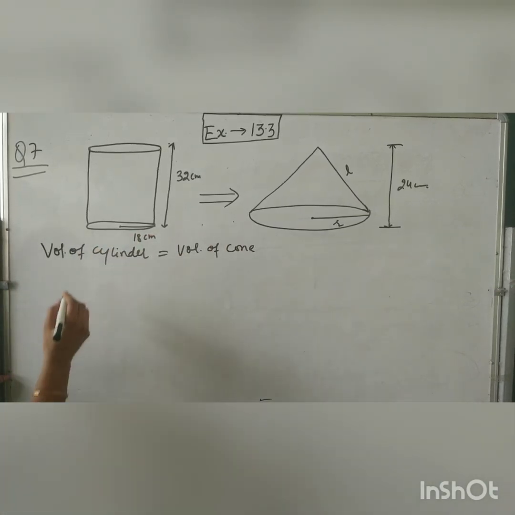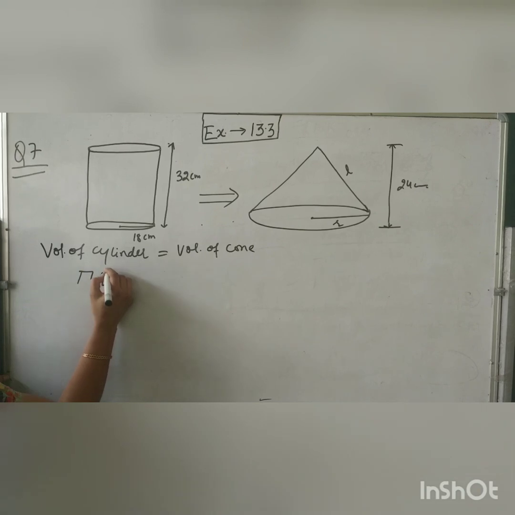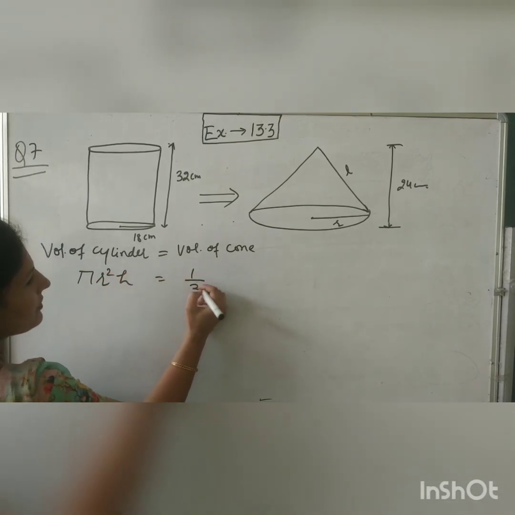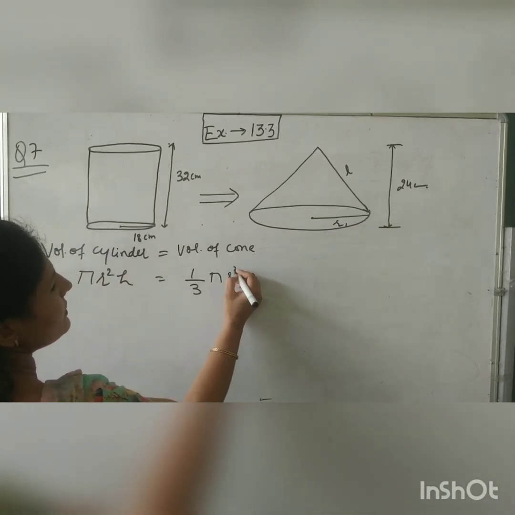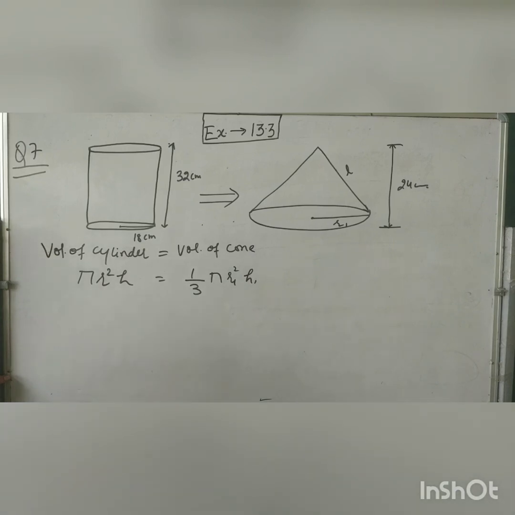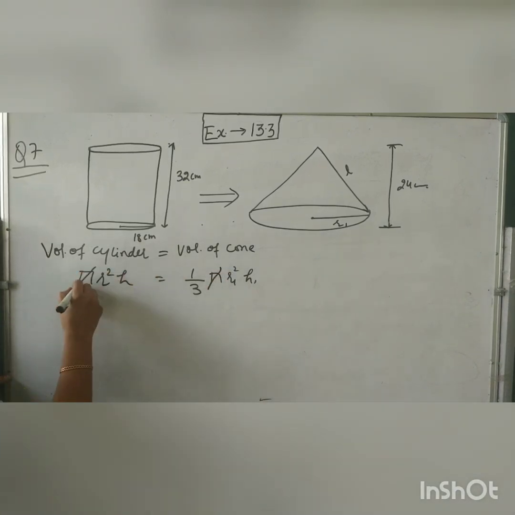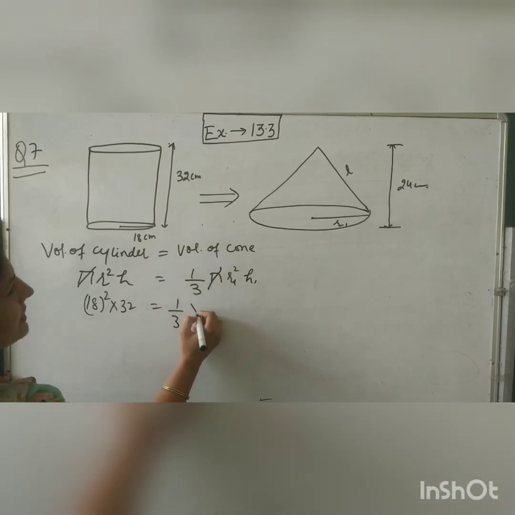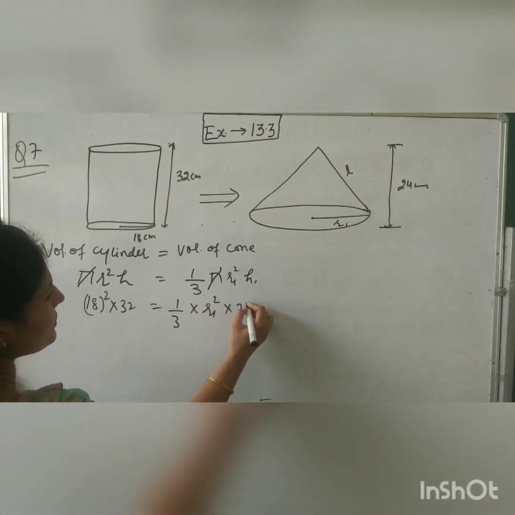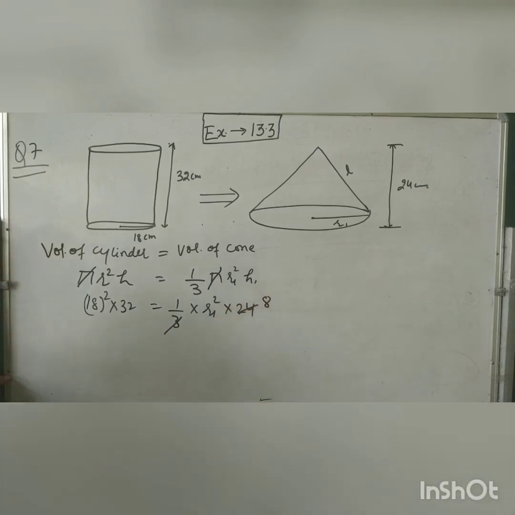So volume of cylinder, what's the formula? Pi r square h, and for the cone we can take r1 and h1 for the height: pi r1 square h1. Pi and pi cancel out. 18 square, height is 32, and radius of cone we have to find. Height is 24. 3 8s are 24, 8 4s are 32. R1 square will be 18 square and 2 square.